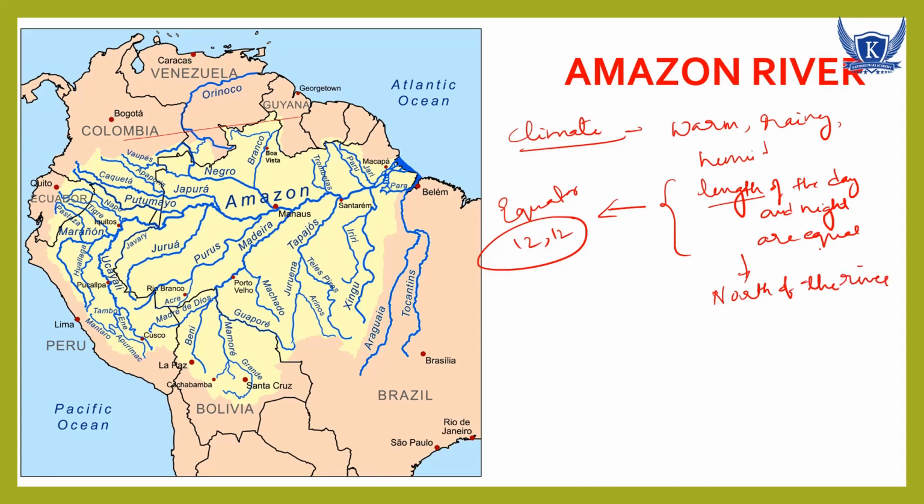Not the whole river catchment area, only in the north of the river we generally find this 12 hours. Here you can see there will be a great difference between the daytime and the midnight temperature. Day and midnight temperature, there will be a lot of variation between them.